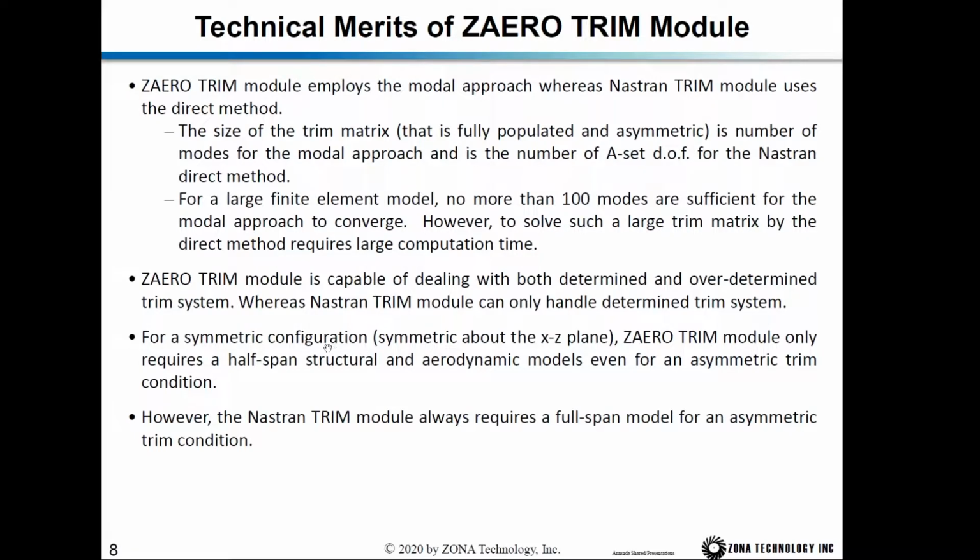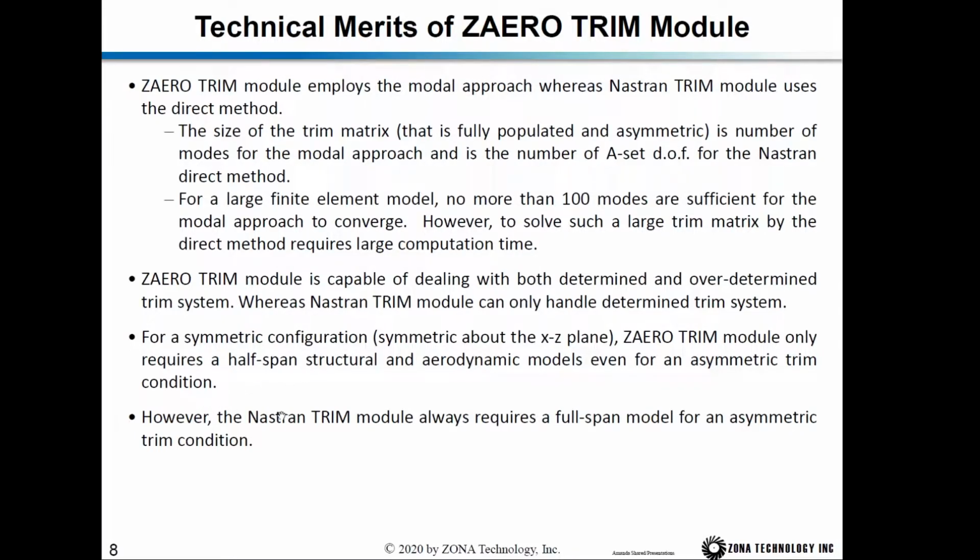And for a symmetric configuration, symmetric about the XZ plane, the ZAERO trim module only requires a half-span structure and aerodynamic model, even for asymmetric trim conditions. For example, if the aircraft wants to achieve a 4G rolling pull out, this is an asymmetric condition, and ZAERO can still use a half-span model to solve this asymmetric trim condition.